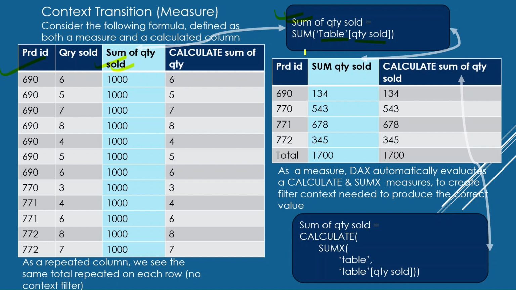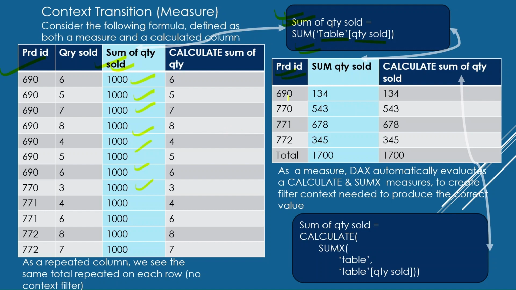With the help of the same code, we have created a measure and populated this visualization, but we can see here the sum of quantity sold is the same, because here it has calculated the sum of all the quantities sold, but the context is row level context; filter context is not there.